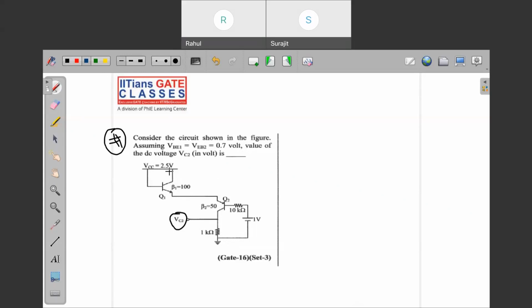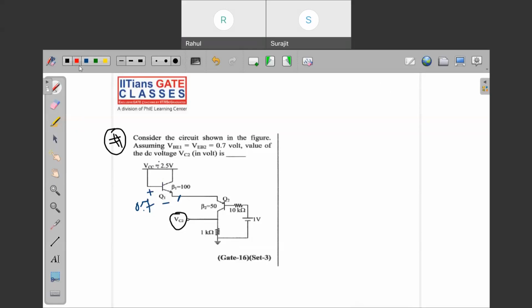So what you can do here is, if you have got 2.5 here, the voltage across this is 0.7, so you can determine the potential at this point. This kind of transistor is also known as a diode connected transistor, because the base and the collector are connected. This is a diode connected transistor, remember.